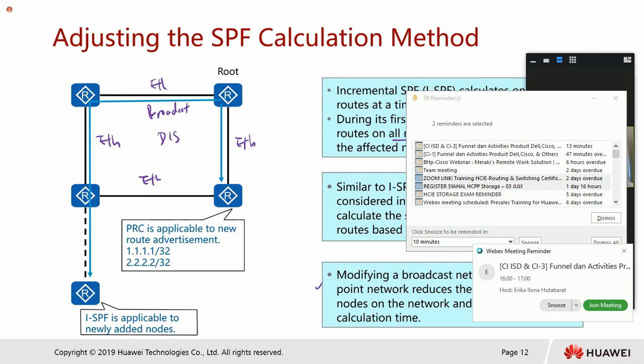When point-to-point, it means that they have no DIS already. Is that okay, based on what I explained over here? Any questions so far? No problem.